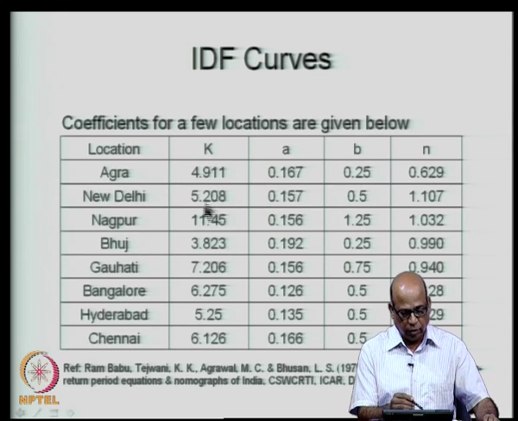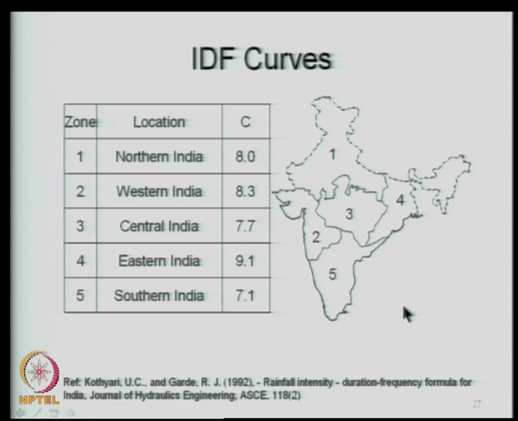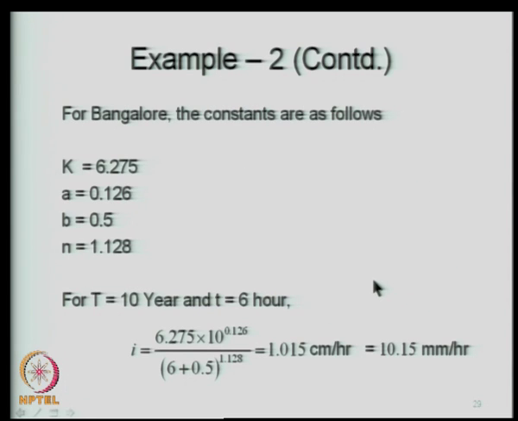So, for Bangalore city these are the values: 6.275, 0.126, 0.5 and 1.128. These are the constants that we will pick up for Bangalore city and then apply. So, k, a, b and n are obtained from that table that I just showed. For T equal to 10 years and small t equal to 6 hours, we obtain the intensity using that empirical relationship as 1.015 centimeters per hour.